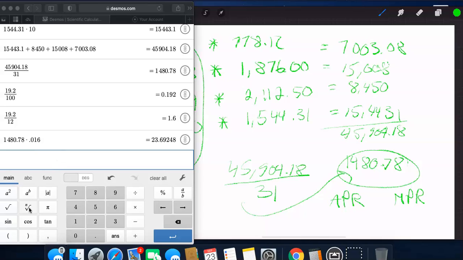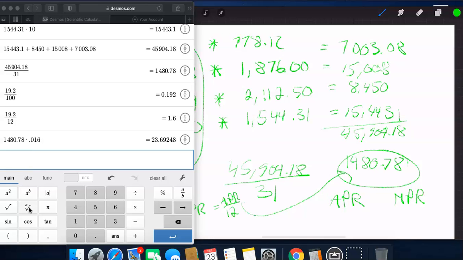And MPR, monthly percentage rate, is really just equal to our APR divided by 12. Essentially, like when we were doing compound interest, we were going 1 plus r divided by the number of times we're compounding. It's similar to that. And so when we divide by 12, we essentially say, here's our rate of the year, but it's spread out over a course of 12 months.